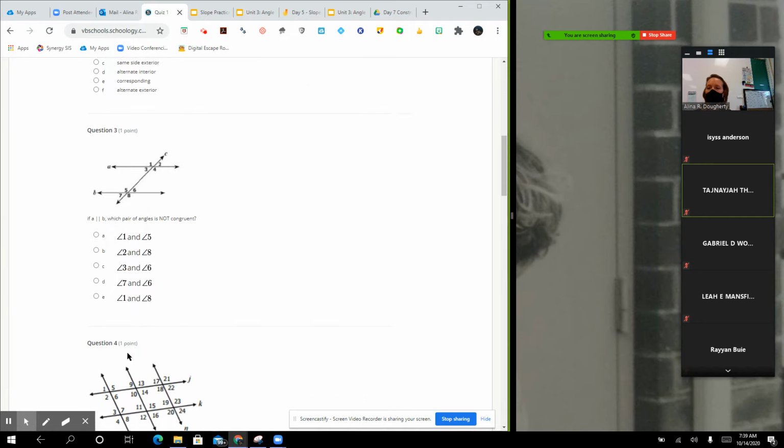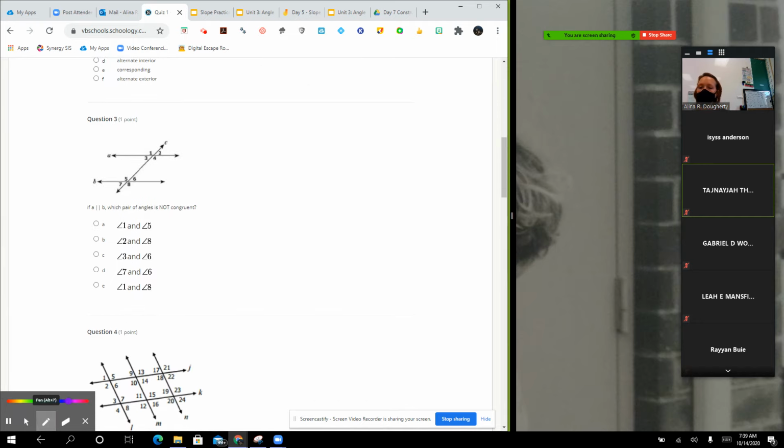So if we look at question 3, we've got which pairs are not congruent, right? So we've got angle 1 and angle 5. Are they congruent? They are. How do I know they're congruent? What's their relationship? Corresponding, for sure. How about 2 and 8? Are they congruent? They are not congruent. Why? What's their relationship? Same side exterior. So we're definitely going to circle that one.